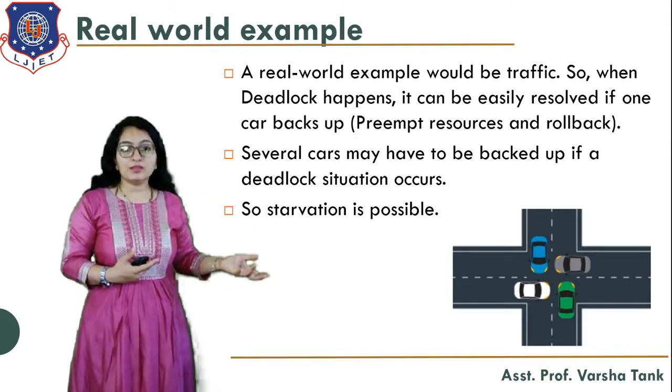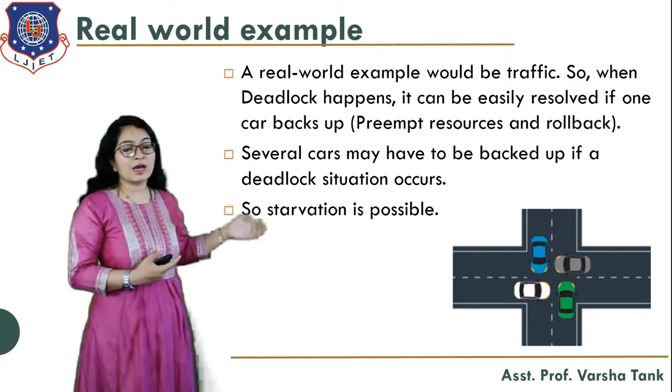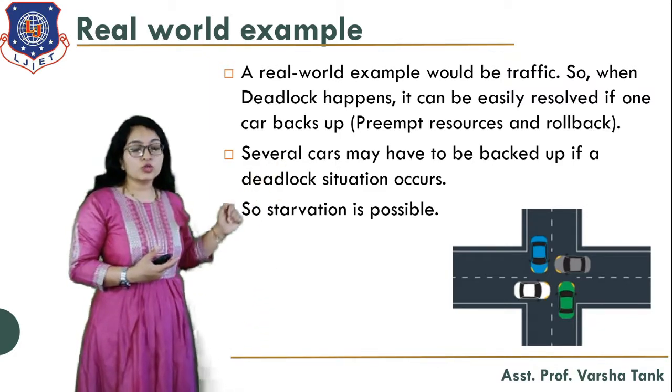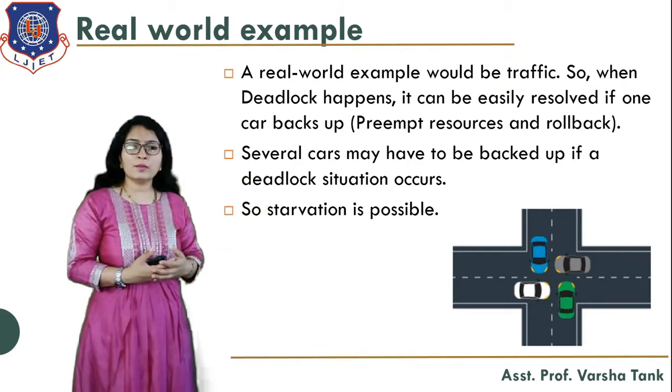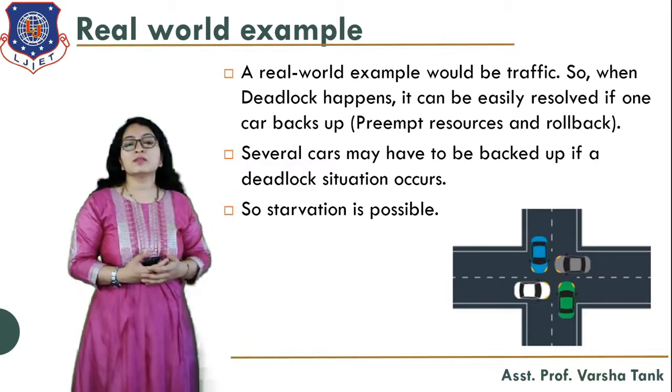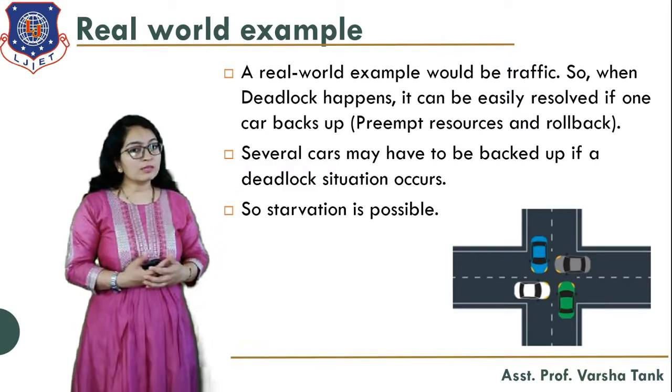So what will happen in this situation? Any of the cars has to back up. For example, the blue car backs up. Then the gray car will pass, after that the green car will pass, then the white car will pass, and after that the blue car will pass. So what is the meaning here?